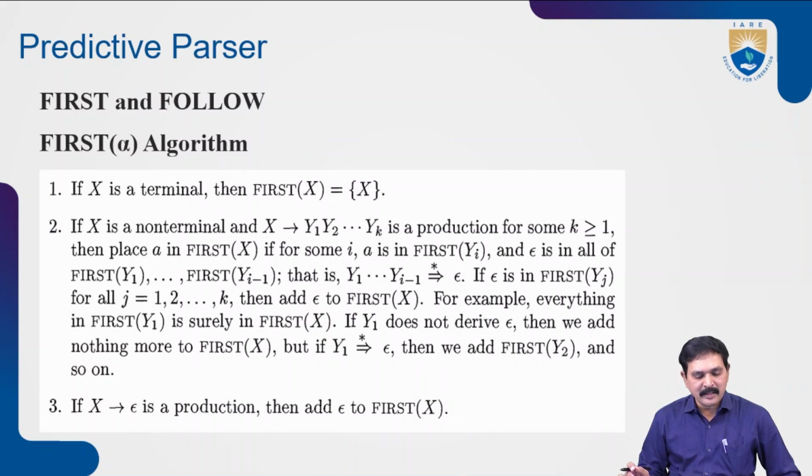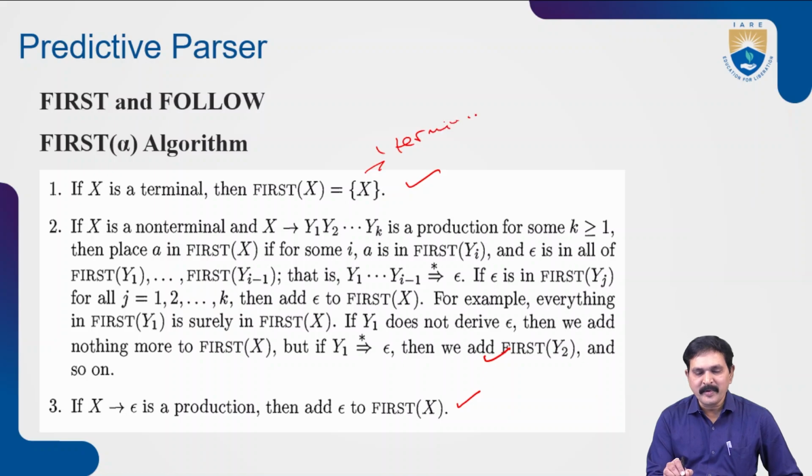The same thing is given in terms of algorithmic steps. Totally here we have three different steps. These three steps explain the first algorithm, first of alpha. Here we discuss the terminal case. X is a terminal, capital X is a terminal. First of a terminal equals the same terminal. If it is a non-terminal, again you recursively call the first algorithm for that particular non-terminal.